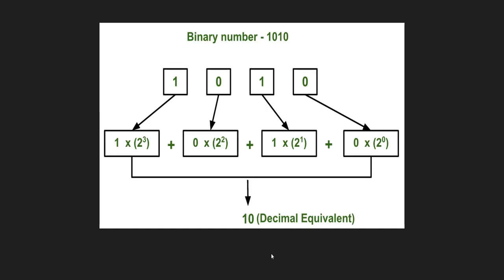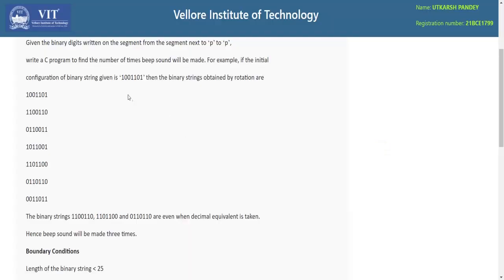So what we have to check here is that after each and every rotation, if the last index is 0, then it will be an even equivalent, and if it is 1, then it will be an odd equivalent. So why not count the number of zeros, because after each and every rotation there will be 1 or 0 at the last index. Either it will be 1 or 0 at the last position.